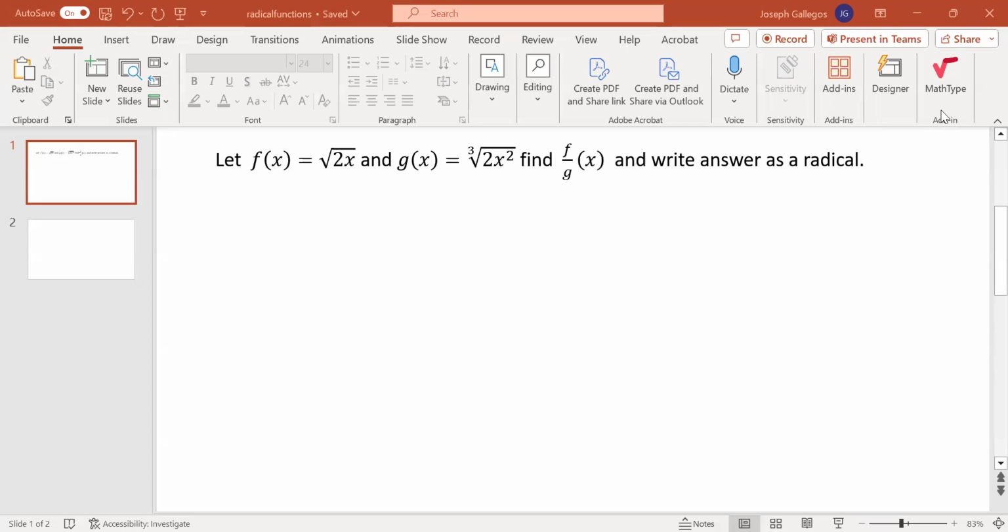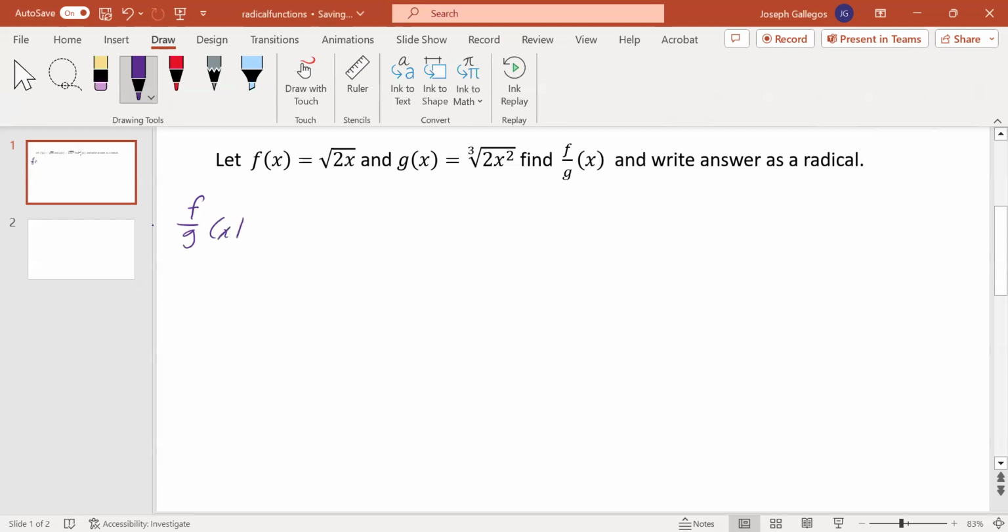Okay, this video is dividing radical functions with different indices. If we let f of x equal the square root of quantity 2x and g of x equal the cubed root of quantity 2x squared, the question says to find f divided by g of x and to write your answer as a radical. And so let's start with f divided by g of x is equal to f of x divided by g of x.